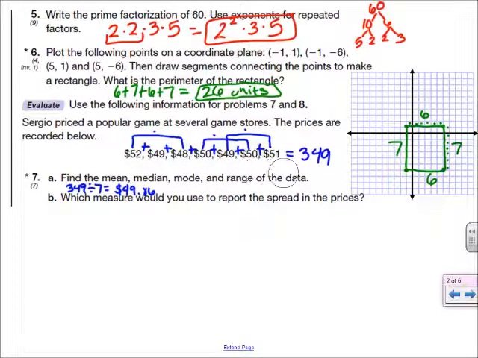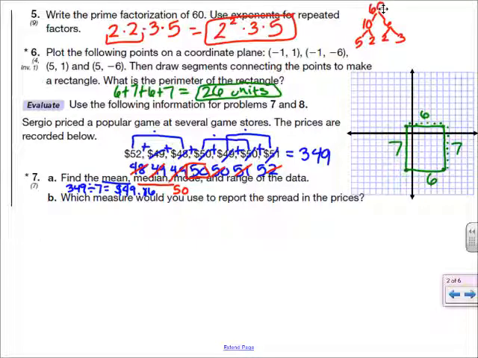So down below here, 48 is the smallest, and then 49, 49, 50, 50, 51, and 52. And I have 1, 2, 3, 4, 5, 6, 7 numbers there, so I did something right. And then I go through and find the middle number. So the median is 50. The mean was $49.86.